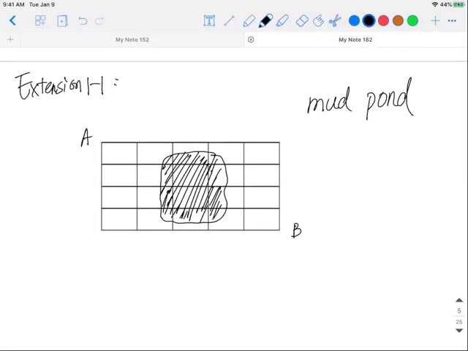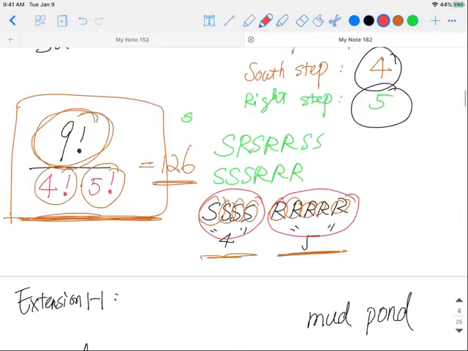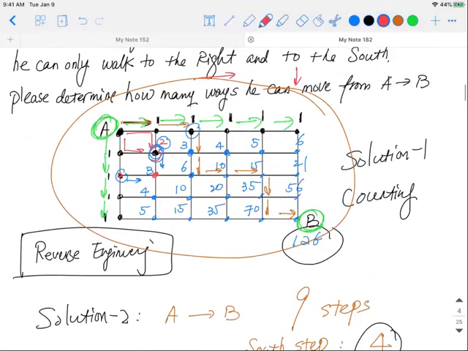So the question says you have some mud pond. A mud pond means what? You cannot really reach the points under the mud. So let's do a comparison. Previously, I have already listed out all those mappings. I think the mud is actually here, right?